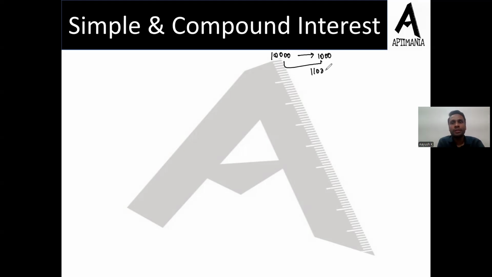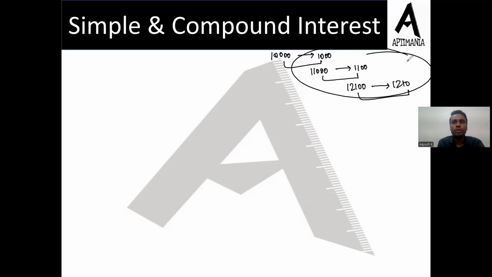Second year will be calculating interest on 11,000 in case of compound interest. 1100 will be the interest. Third year will be calculating on 12,100. 1210 will be the interest. So basically what is happening in case of compound interest, the value keeps on increasing. Your interest keeps on increasing every year, which is quite different from what we did in simple interest.